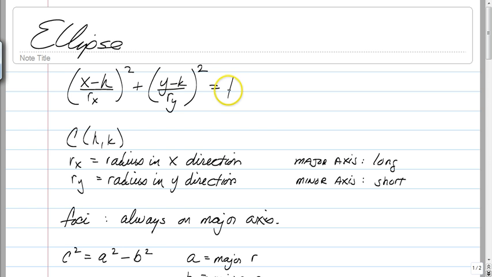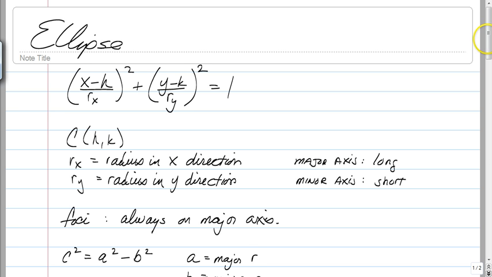The only difference is we can't set it equal to r squared anymore because an ellipse technically has two different radii. It's got one along the x direction and one along the y direction. So our center is still h comma k, but now we have two different radii because it's being stretched further in one direction. Now your major axis is the long axis, kind of like the big diameter of the ellipse. And the minor axis is the short one, kind of like the short diameter of the ellipse.